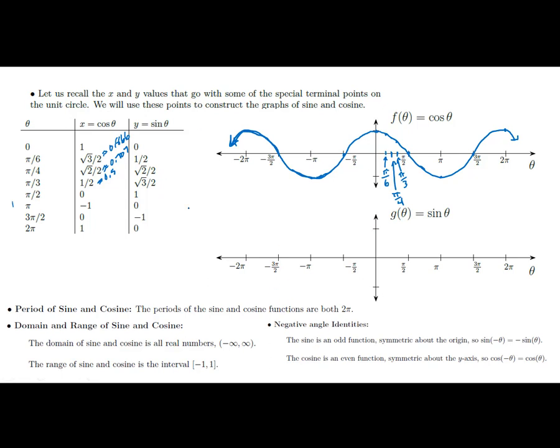Then we can do the same thing for sine. At theta equals 0, the sine is 0. At pi over 2, it's 1. At pi, it's 0. At 3 pi over 2, it's -1. At 2 pi, it's back to 0. And so here's what we have going for sine.